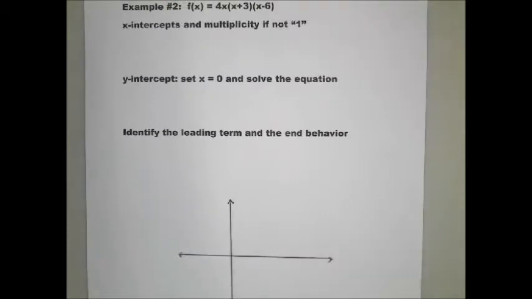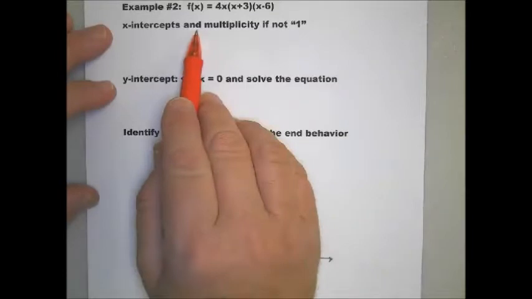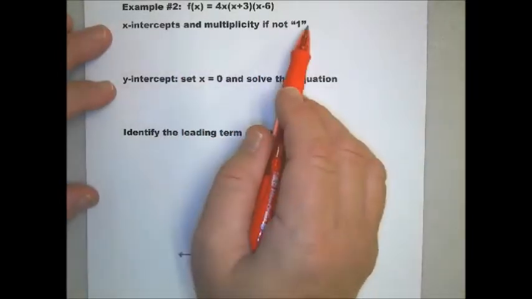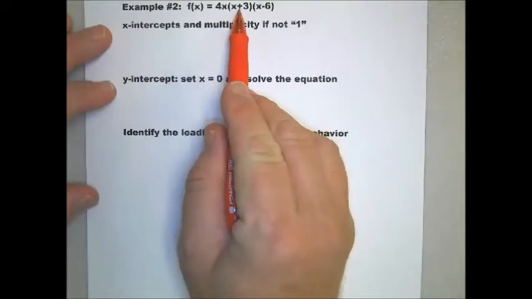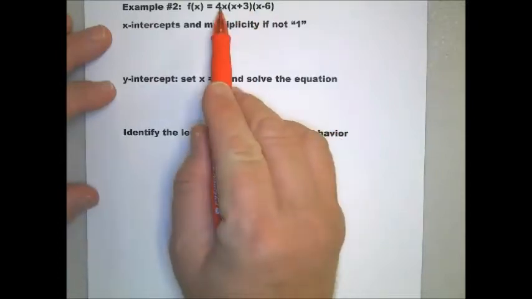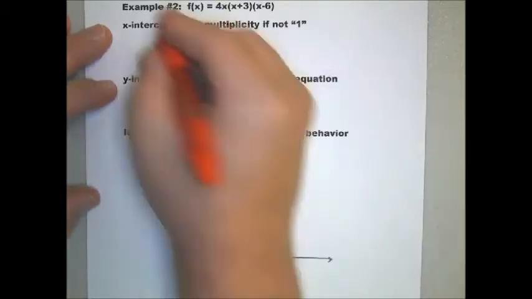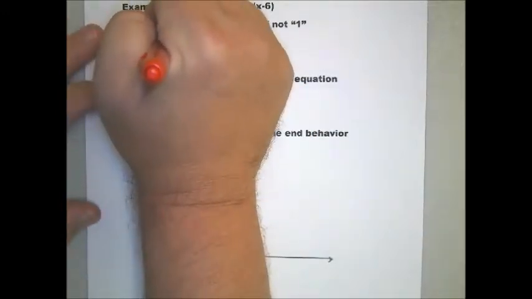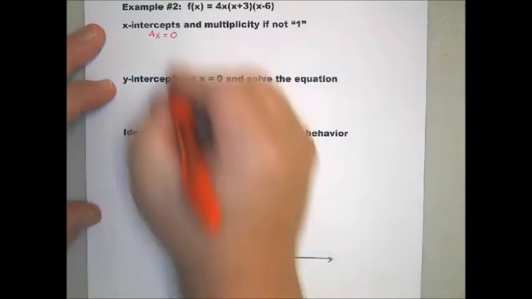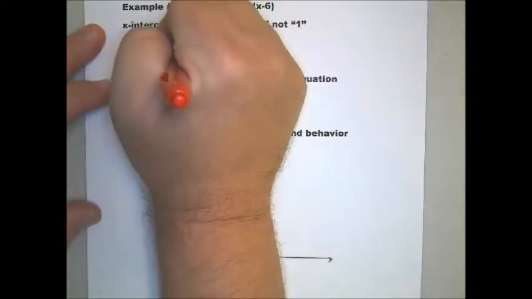The second and final example for objective 2. Notice this function is again factored, and like I said before, I really appreciate the fact that the problem has been factored for you. It makes so many things easier. So first thing, let's identify the x-intercepts and their multiplicity if not 1. Well, here are the three factors, 4x, x plus 3, and x minus 6. This first one, 4x, I can set equal to 0. If I set 4x equal to 0, I get x equals 0.